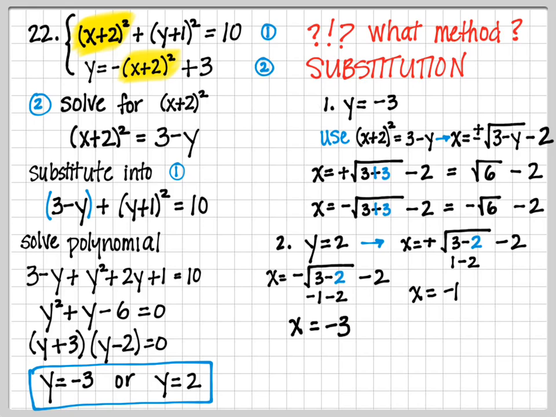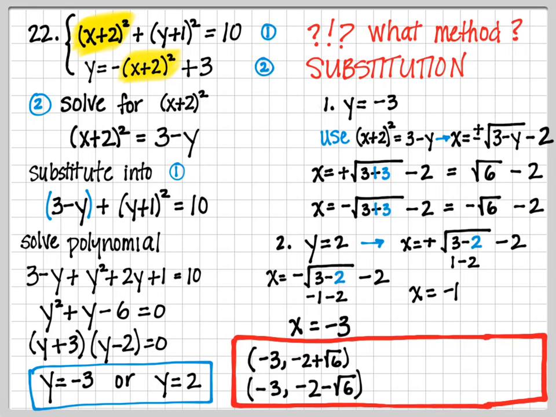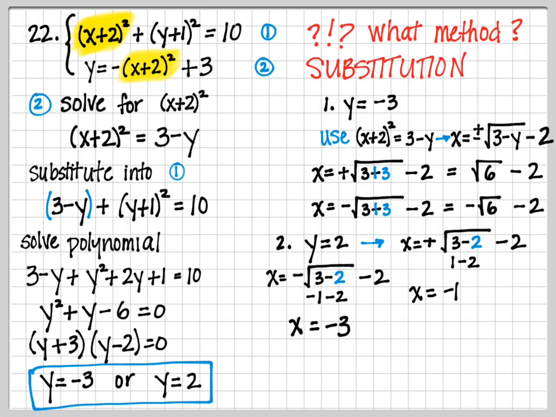I need to write my points now. I have this that y is negative 3 when I have this x, and y is negative 3 when I have this x. So I'm going to write down all my points. I've written it backwards. Hold on just a moment. Okay, I've got it fixed now.